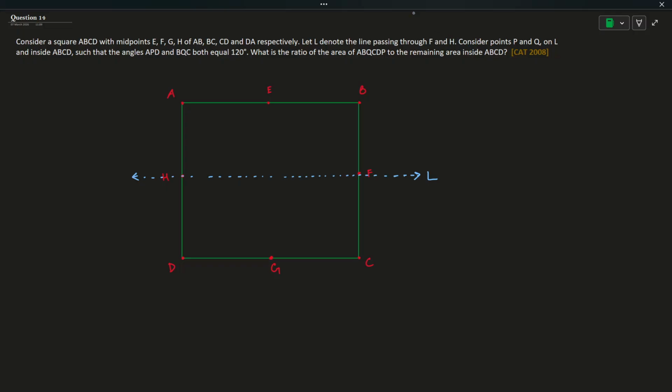Consider points P and Q on L and inside ABCD such that the angle APD. Let's say P is here. This is point P, this is point Q. So for angle APD, I will join the points AP and PD. Similarly, I will join BQ and Q and C. And we are told that this entire angle is 120 degrees, and this entire angle is 120 degrees.